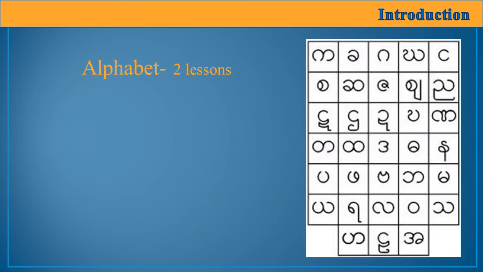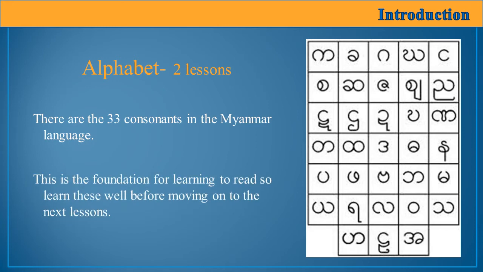So let's talk about those individual lesson sets. Here you see in this picture the alphabet. That's how you're often going to see it. I'll explain in the lessons why that's so. There are 2 lessons that are considered here. So there's 33 consonants in the language. And really, the reason this should be first, this is the foundation for learning to read. So I really strongly suggest that you spend some time learning these consonants well before hurrying on to the next lessons.